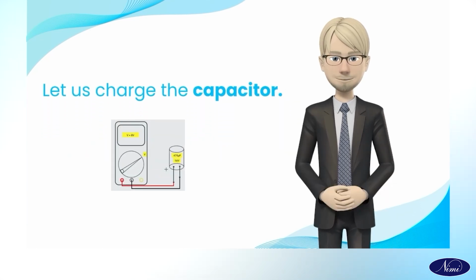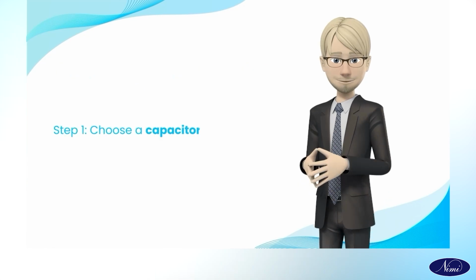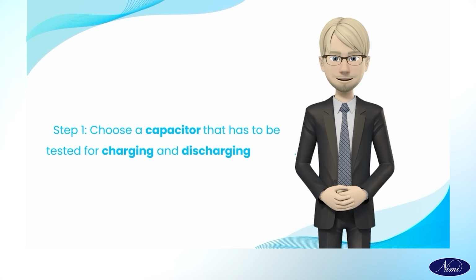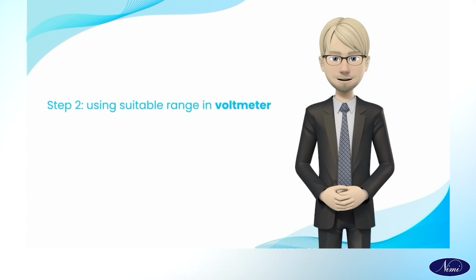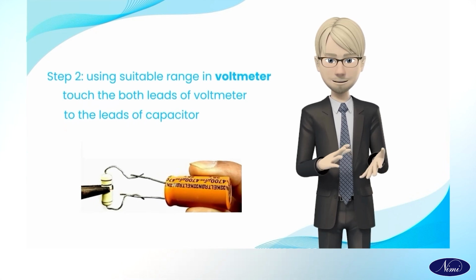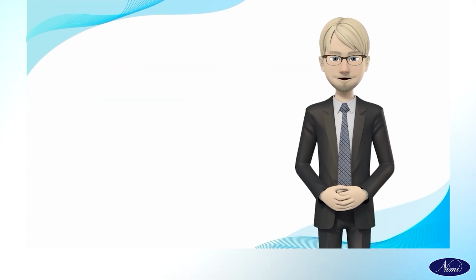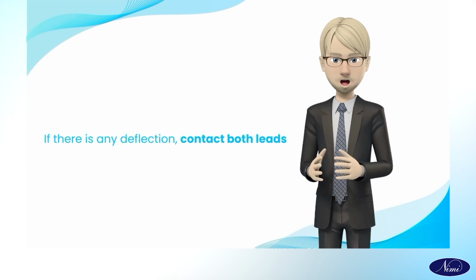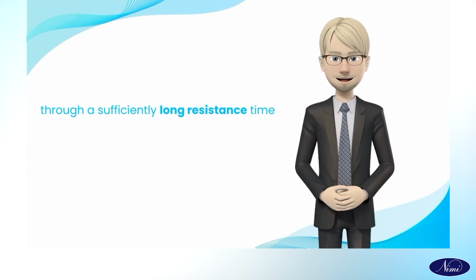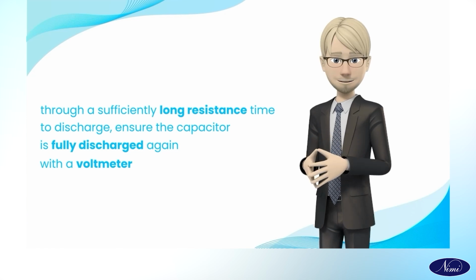Let us charge the capacitor. Choose a capacitor that has to be tested for charging and discharging. Using a suitable range voltmeter, touch both ends of the voltmeter to the ends of the capacitor. If there is any deflection, contact both leads through a sufficiently large resistance to discharge. Ensure the capacitor is fully discharged again with a voltmeter.